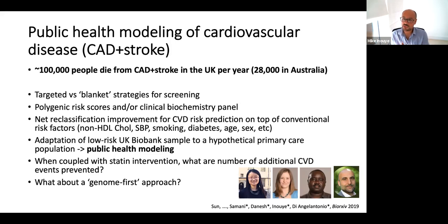And we coupled that with a statin intervention, assuming a 20% relative risk reduction, that sort of thing. And we're still building up to a genome first approach. This is still looking at it in the context of conventional CVD prediction, but hopefully getting onto that soon.